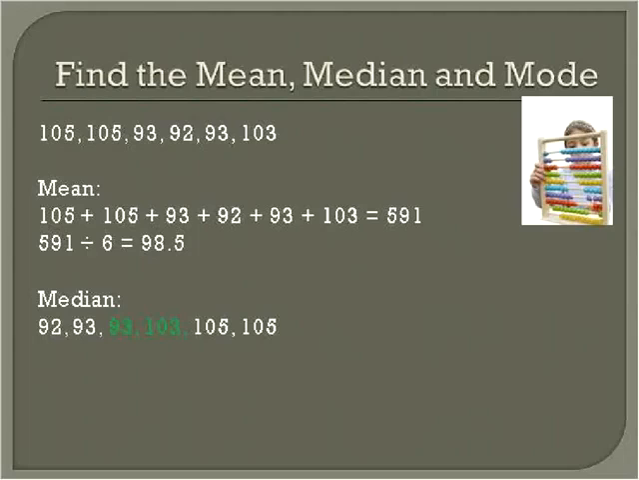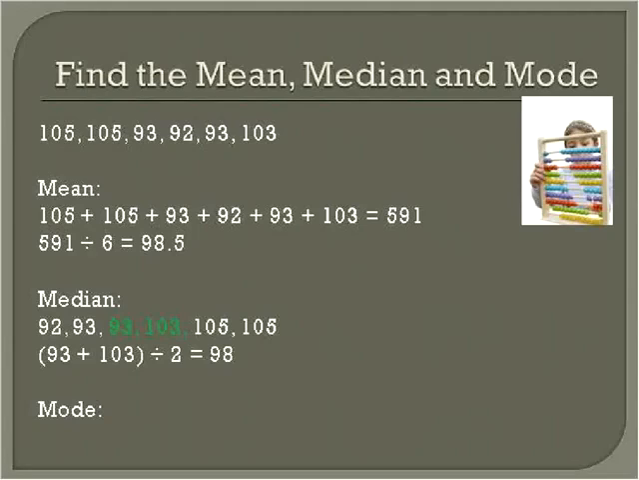Let's move on to finding the median. The median is the number in the middle, right? So first off, we list the numbers in order: 92, 93, 93, 103, 105, 105. And we take the number in the middle. In this case, there are 2 numbers in the middle because there's an even number of values. So we're going to have to find the average of 93 and 103. To do that, we add them together and divide by 2, and that gives us our median of 98. So you see that the mean and the median are pretty close in this case.